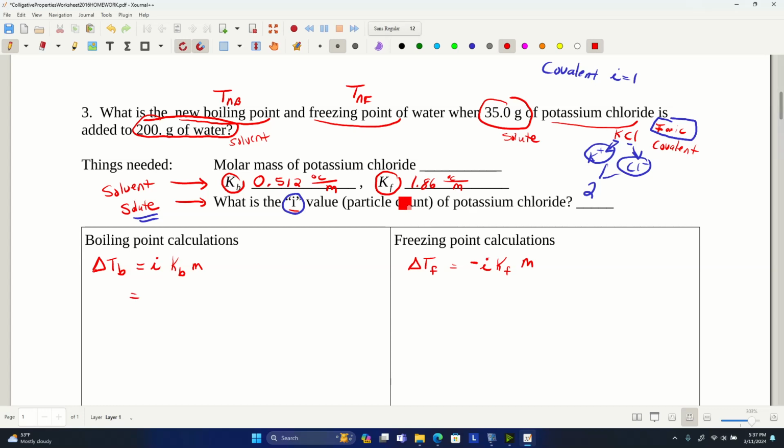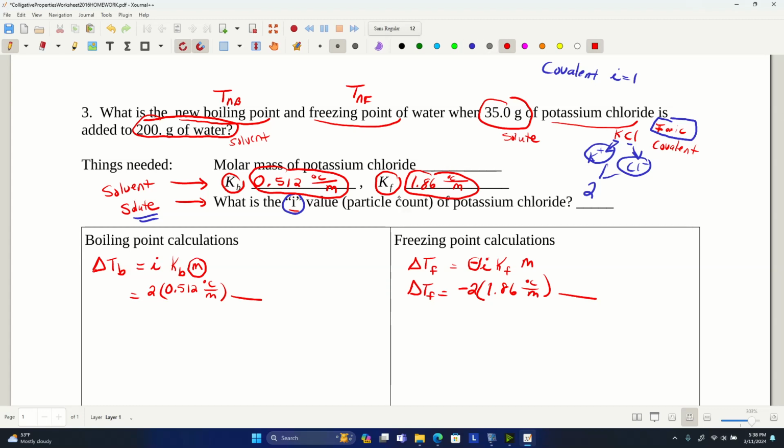So I'm going to fill in what I know. I know the I value is a 2. I found the K sub B right here. So that's 0.512 degrees Celsius over molal. So now I need the molality, and I don't know that yet. For the delta T sub F, I can fill it in. It's a negative 2 because of the I. And the K sub F is right here. We just wrote it out. 1.86 degrees Celsius over molality. And again, I need to know the molality. So we're going to have to calculate that out.